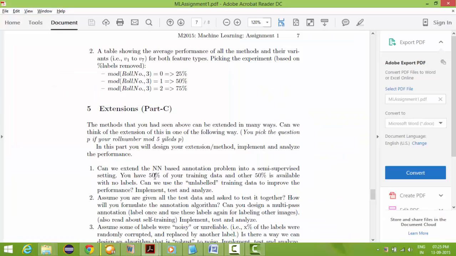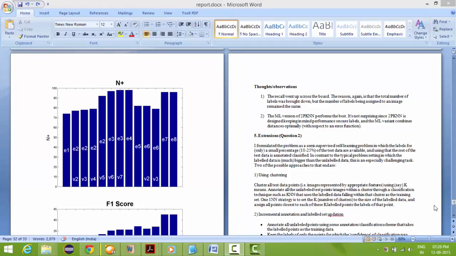Moving on to extensions, the question I got was: assume you are given all the test data and asked to test it together. How will you formulate the annotation algorithm? I formulated the problem as a semi-supervised self-learning problem in which the labels for only a small percentage of the test data are available, and using those, the rest of the test data is annotated. In contrast to the typical problem setting in which the labeled set is much bigger than the unlabeled set, this is an especially challenging task.